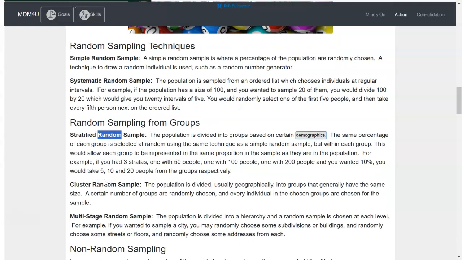Stratified random sample and cluster sample are very similar. Multi-stage is the third one. So I'm going to start with multi-stage.